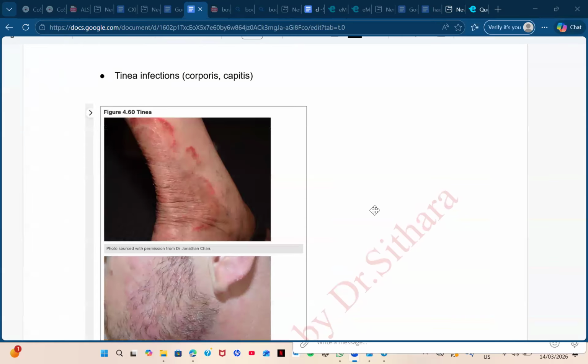Then let's discuss about tinea infection. So what do you know about tinea infection? How does tinea infection present? Tell me about tinea.